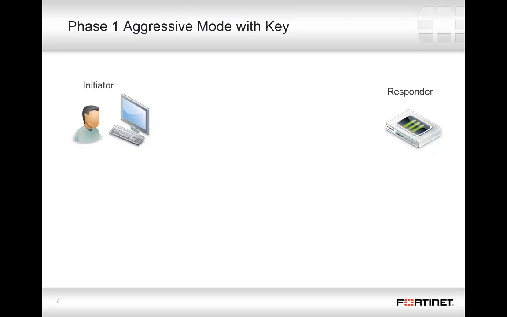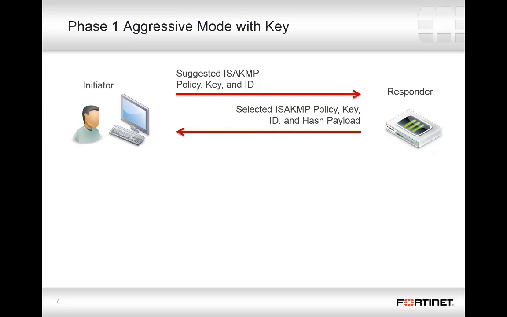In comparison, let's show aggressive mode negotiation. Only 3 packets are exchanged. First, the client initiates by suggesting a security policy and providing its key and peer ID. The responder replies with the same information plus a hash. Finally, the initiator sends its hash payload.